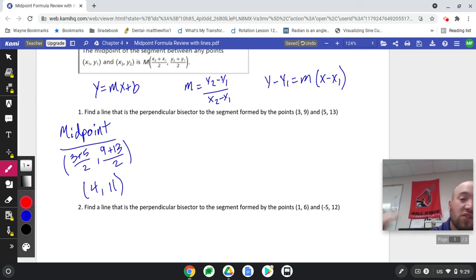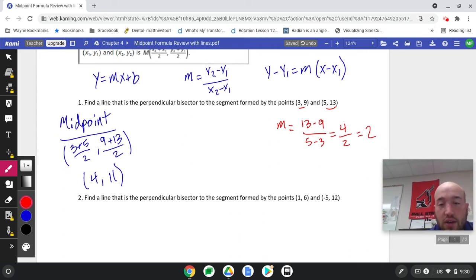Now, we also need to find the slope of these 2 points. So the slope, y2 minus y1, all over x2 minus x1. So 4 over 2, which hopefully you know reduces to 2. Now that is not our slope. That is the slope of the original segment. If we are looking for a perpendicular line to that, the opposite reciprocal is what we need. So the opposite reciprocal of 2: opposite makes it negative, the reciprocal is 1/2.